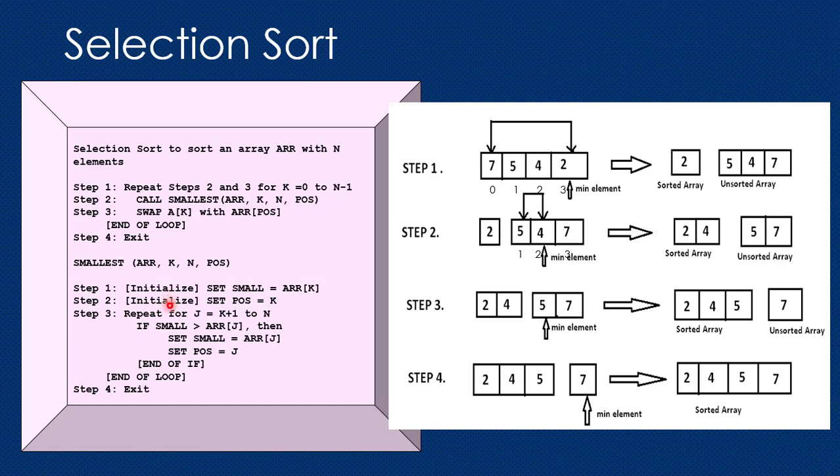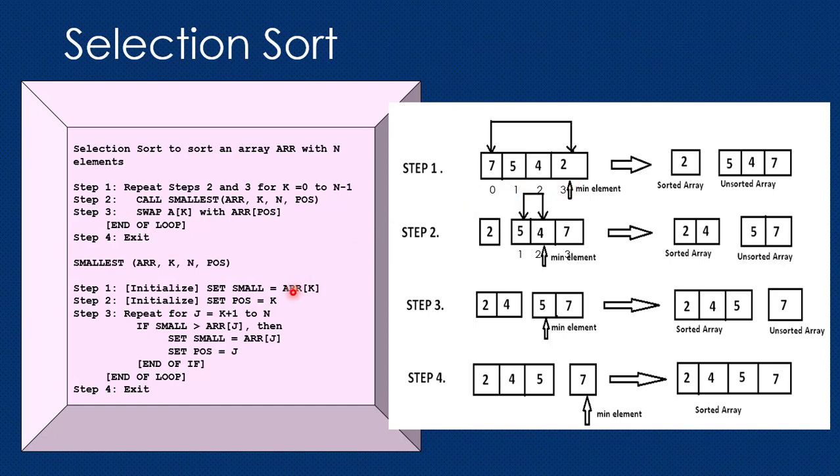Basically the first two steps are the initialization steps. Initially we set small equal to ARR of k. k is initially 0 here, so small is initially 7. Next, position equals k, so position equals 0. Now step 3 is repeated until j is equal to k plus 1 to n. We traverse j from k plus 1, where k is 0, so from 1 to n.